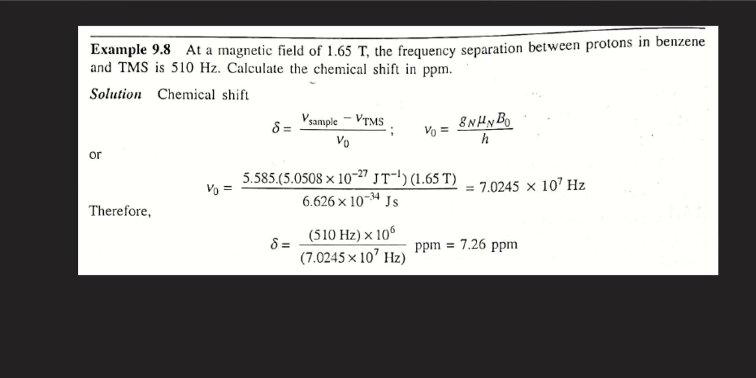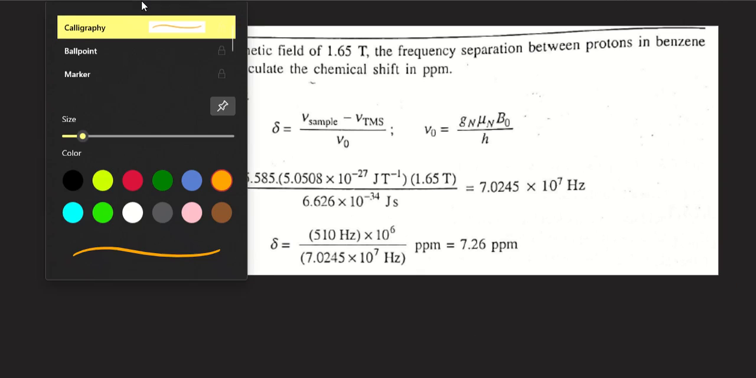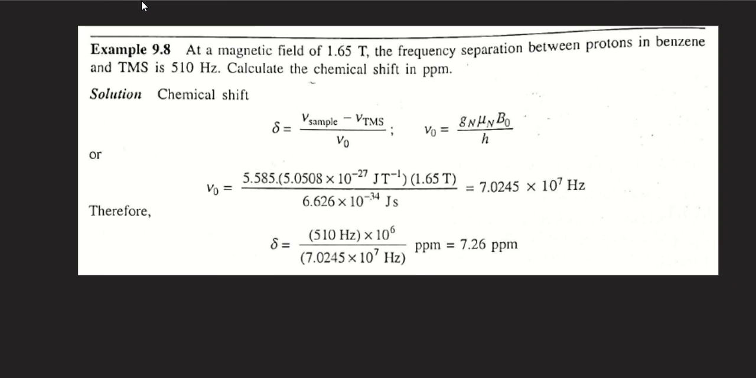Now let us discuss another problem from NMR. Here the question is to determine the chemical shift in ppm. Whenever it is required to find in ppm, please remember that you have to multiply it by 10 raised to 6.